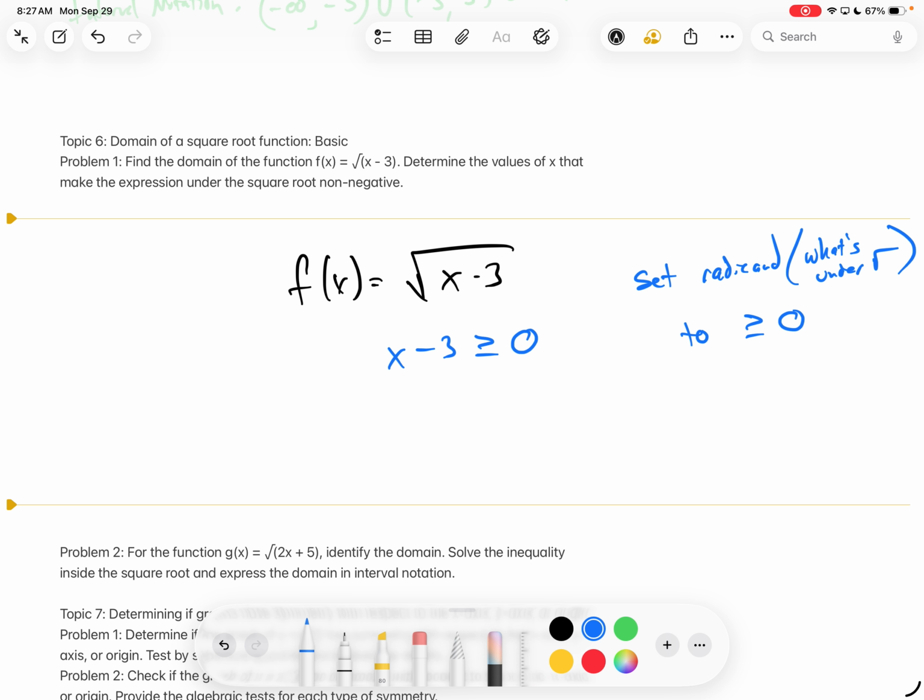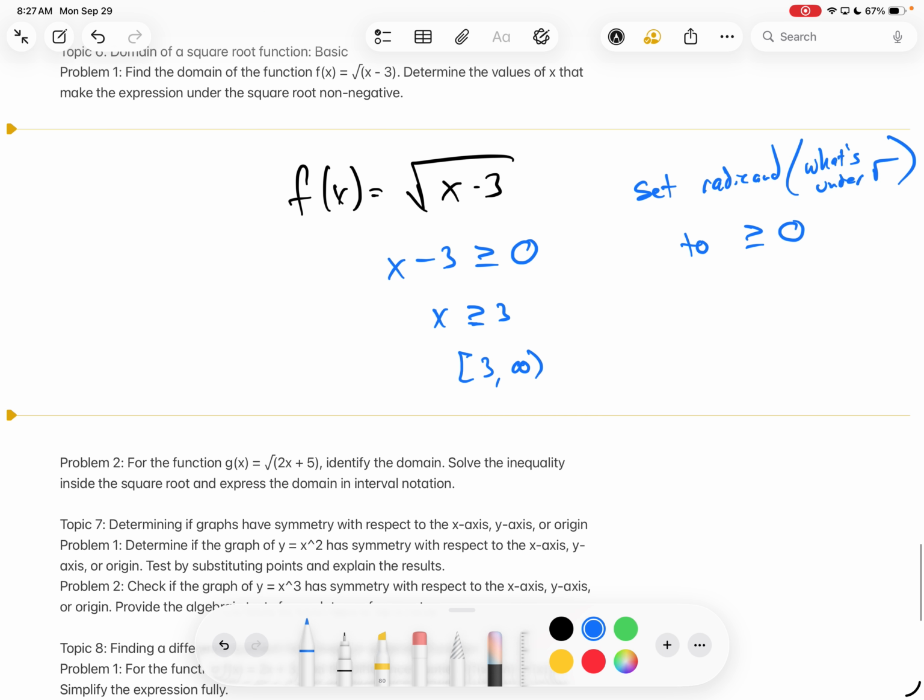Okay. So you set whatever's underneath the radical greater than or equal to 0. So then you add 3 to both sides. x has to be a number bigger than 3. So 3 to infinity. That's the interval notation. I think you'll probably have to write this one in interval notation. This one's easier to do in interval notation, though.